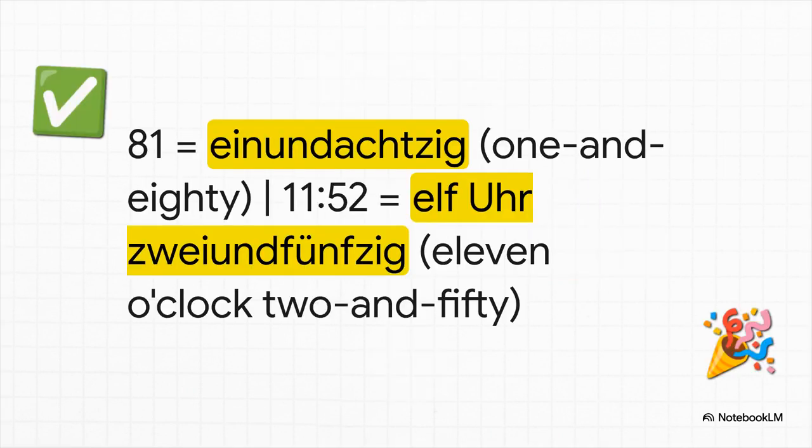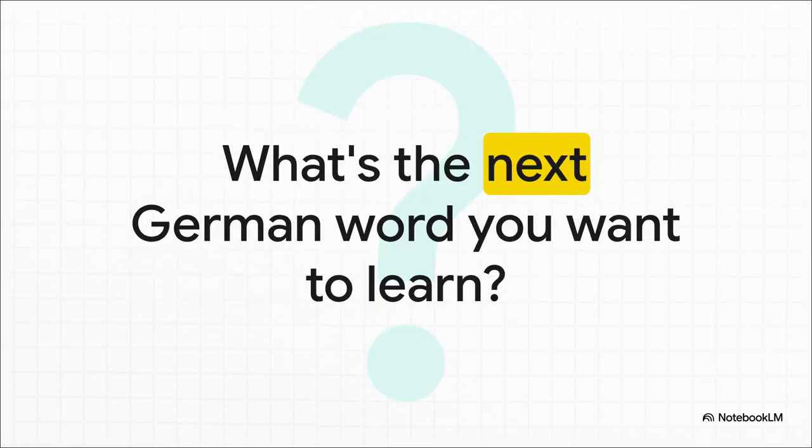So, how did you do? The answers are 81 for 81, which is 1 and 80, and 11:52 for the time, 11 o'clock, 2 and 50. Seriously, if you got those right, you have absolutely cracked the code. And just like that, the system is yours. You now have the tools to say pretty much any number you can think of.